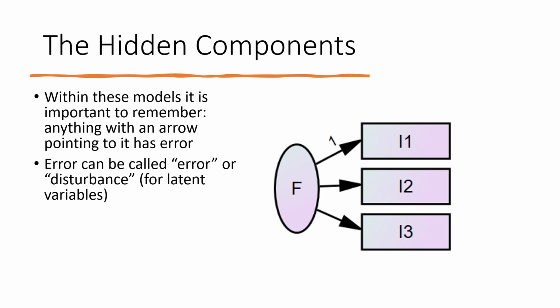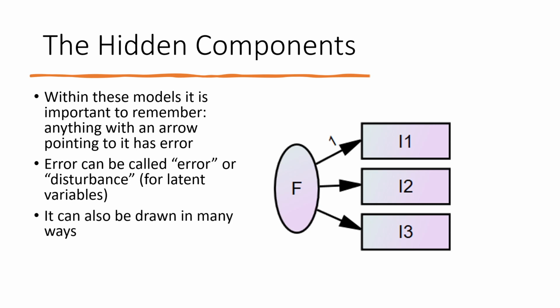Anything with an arrow pointing to it has an error. This is a good general rule in SEM, and I'm trying to think if it's ever not true, not that I can think of off the top of my head here. The quote unquote error term can be called an error if the thing we're talking about is an observed variable, or a disturbance if it's a latent variable. And again, we'll get more into that later.